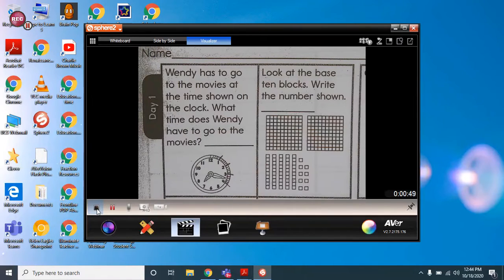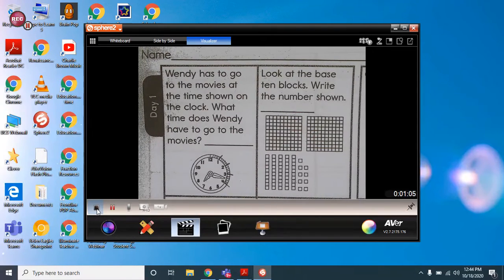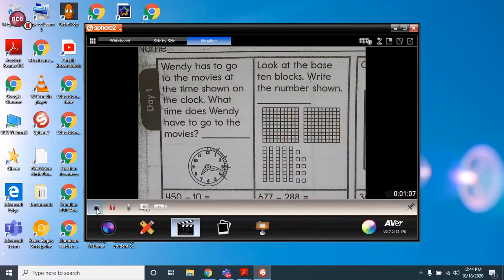So let's get started. Wendy has to go to the movies at the time shown on the clock. What time does Wendy have to go to the movies? Remember that when we're going to tell time, and this is our third grade standard for telling time to the minute, we are going to look at our hour hand first, which is the shorthand, and you will notice that the hour hand is in between the 7 and the 8 hour numbers on our clock.